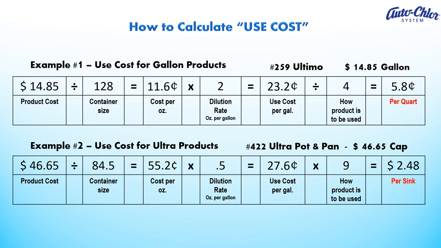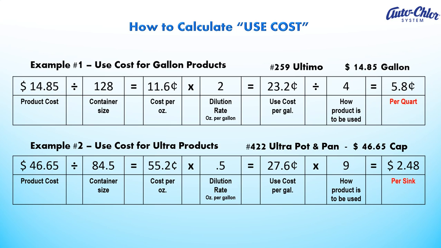We're going to learn how to calculate use costs. Calculating use costs is actually a very simple calculation. We're going to use 2 examples through this program. Example number 1 is going to be using a gallon product. In this case, we're going to use Ultimo. Our second example is going to be on Ultra products. We're going to use Ultra pot and pan.